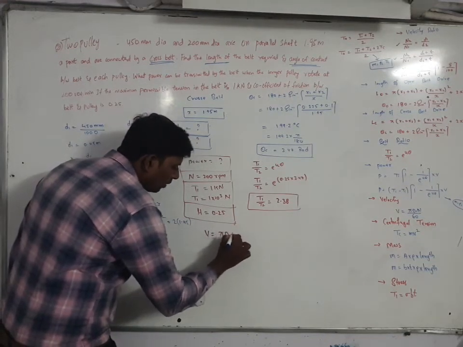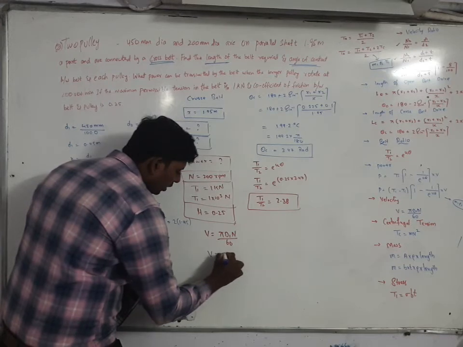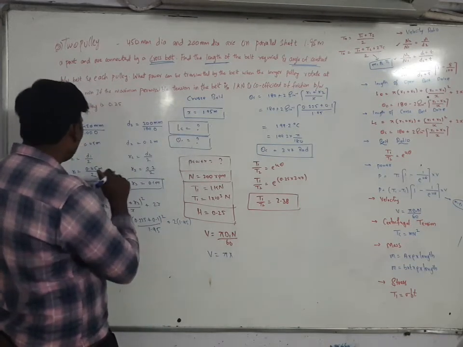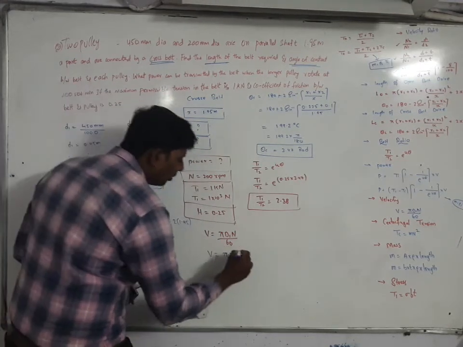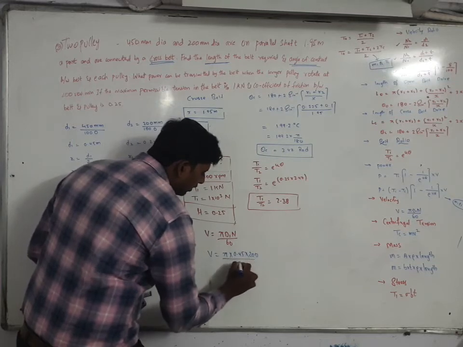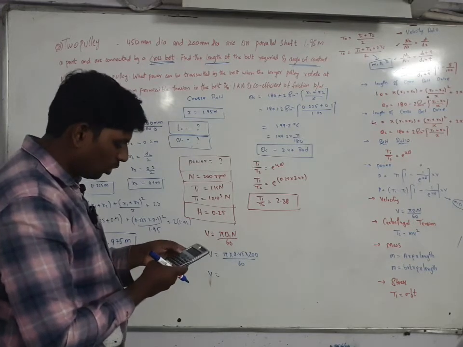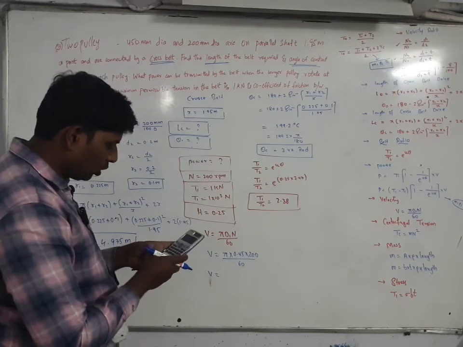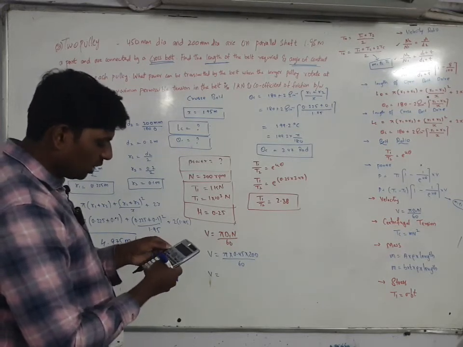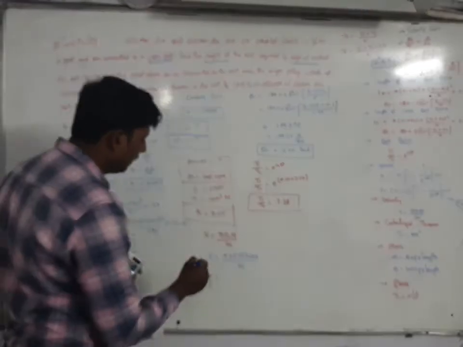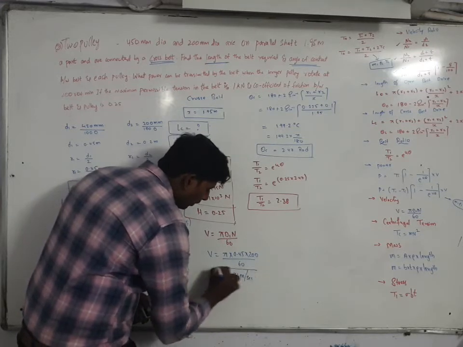Velocity is pi d1 n by 60. So here velocity is equal to pi, d1 value is 0.45, into N value, 200, divided by 60. With the help of the calculator, try to find the value of velocity: pi into 0.45 into 200 divided by 60, so 4.71 meter per second. Here you got the value of velocity.